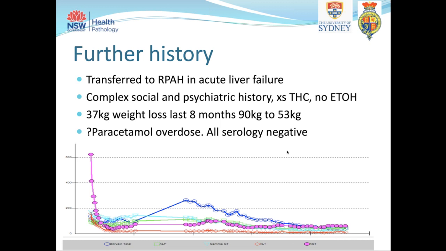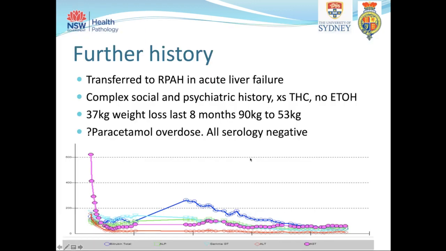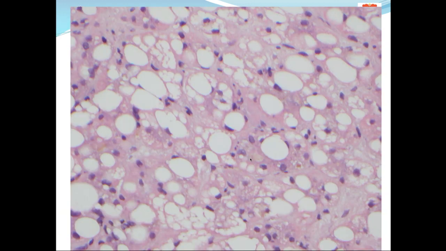There's a question of an excess dose of paracetamol, although on closer questioning this wasn't found to be the case, and all her serology was negative. At low power, you can see what's obviously a very fatty liver, with some fibrosis evident on H&E. Portal tract regions show the presence of ducts and no significant inflammation.